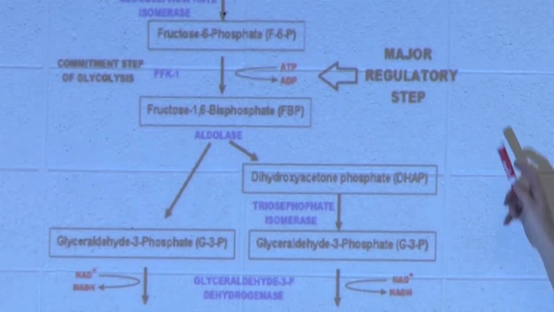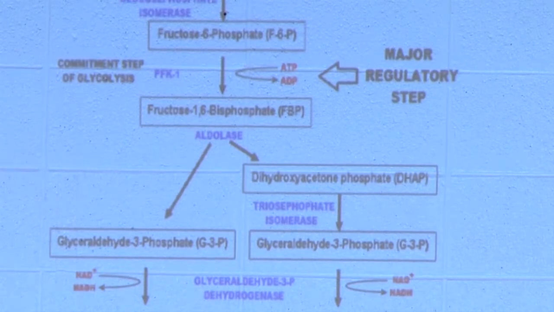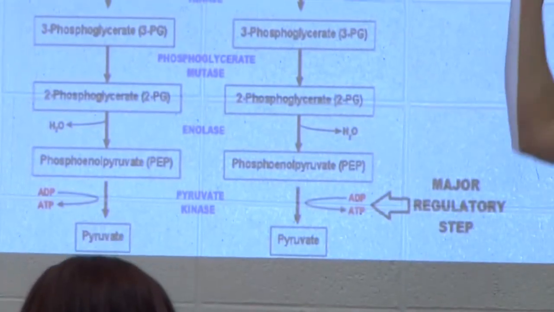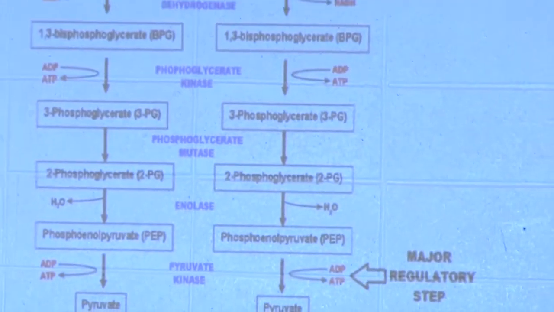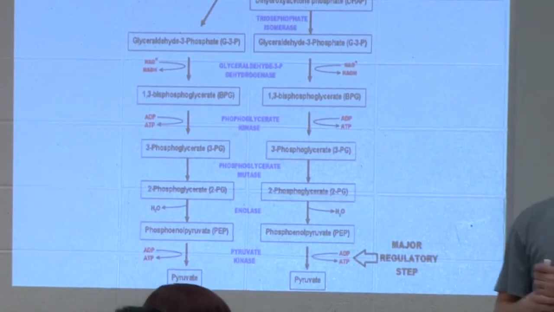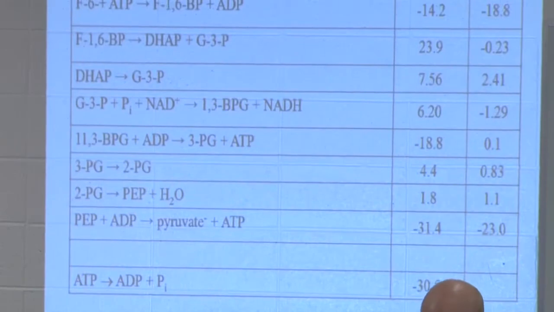So notice one consumes ATP, one produces ATP. We'll see one other minor regulation step, and the other minor regulation step is the other one that actually uses up ATP. Where's that? Way back up at the top at the beginning, hexokinase. But that won't be such an important thing.